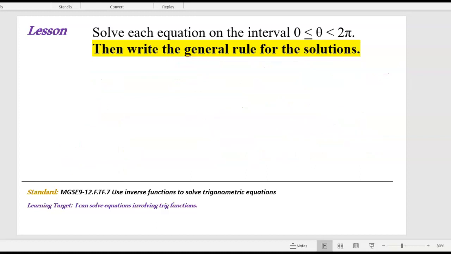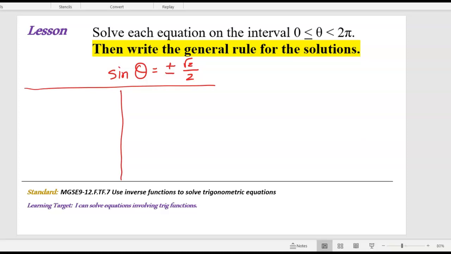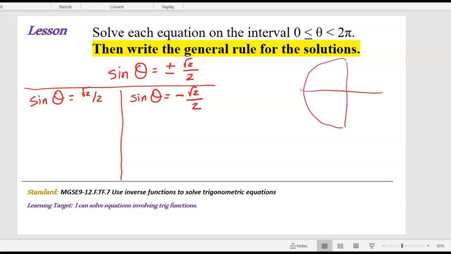Now we're here. Sine of theta equals plus or minus root 2 over 2. So this one's interesting in that you don't have to write what I'm writing right now, but this is helpful. This means that sine of theta can equal positive root 2 over 2, or sine of theta can equal negative root 2 over 2. So they're really like two different sets of solutions. So let's go to the unit circle and play that game we always play. What angle gives me root 2 over 2? Pi over 4 and 3 pi over 4.